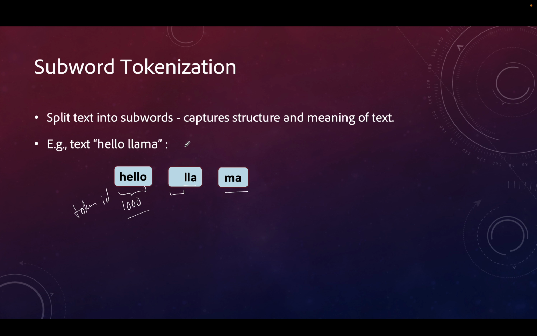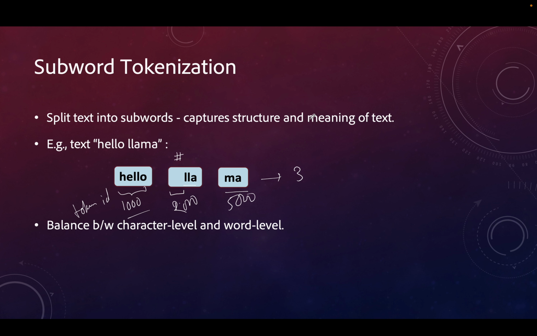There may be multiple approaches to this. Sometimes they may start with some hash symbol or something else. So let's say it starts with space. So it conveys that this is the beginning of a word in the original text. So in this case, it's broken down into 3 tokens. So we will have 3 IDs, let's say 1000, 2000 and 5000, as compared to word level tokenization where we had 2 tokens. So it's a balance between character level and word level, as you can see, and it reduces the vocabulary size.